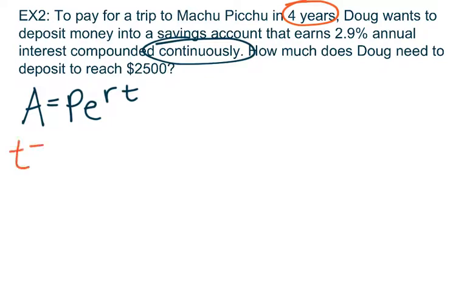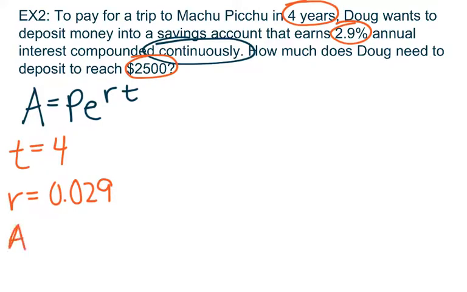So I see our time is 4 years. He wants to deposit money into a savings account that earns 2.9% annual interest. So we have 0.029 compounded continuously. And how much does Doug need to reach $2,500? Now, don't make the mistake of plugging that into our principal, because that's not how much money he is putting in there initially, okay? We're figuring out how much money does he need to put in there to reach $2,500 by the end of it, okay?